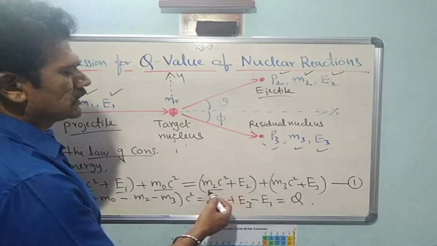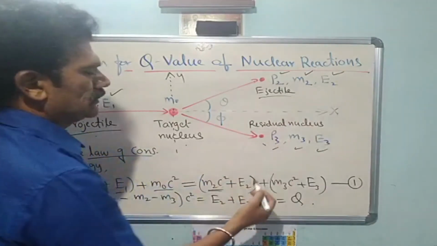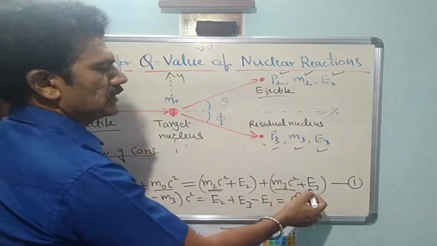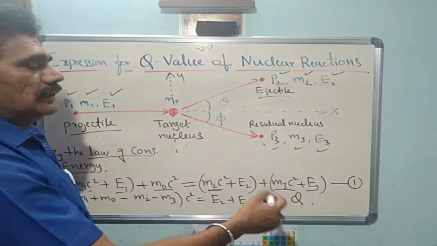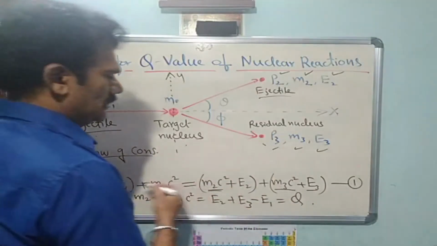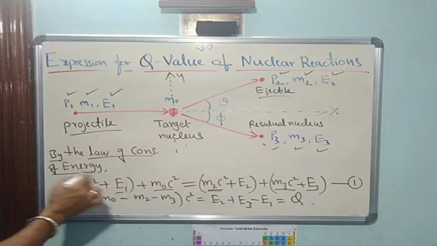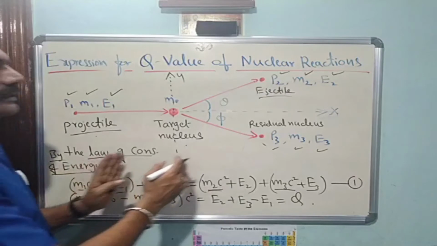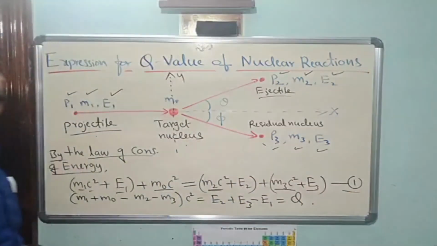So m2 c square is the rest mass energy of the ejectile plus the respective energy E2, plus m3 c square, the rest mass energy of the residual nucleus, plus the respective energy E3. This total sum gives the total energy after the reaction. So it is balanced. Why is it balanced? Because according to the law of conservation of energy, the total energy before the reaction and the total energy after the reaction should be the same. We can take it as equation 1.